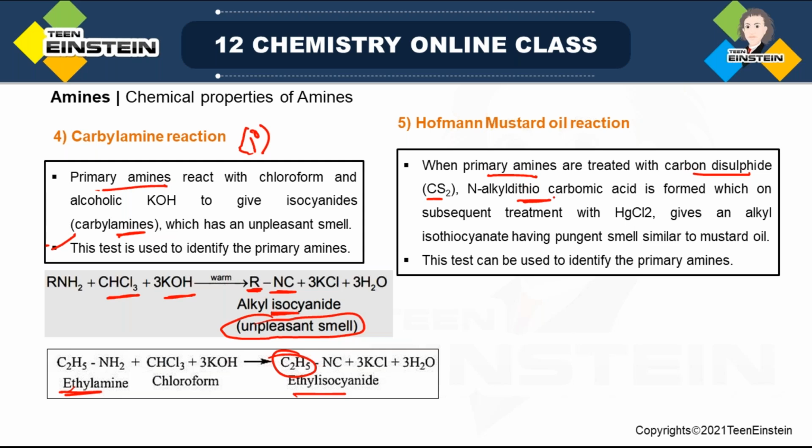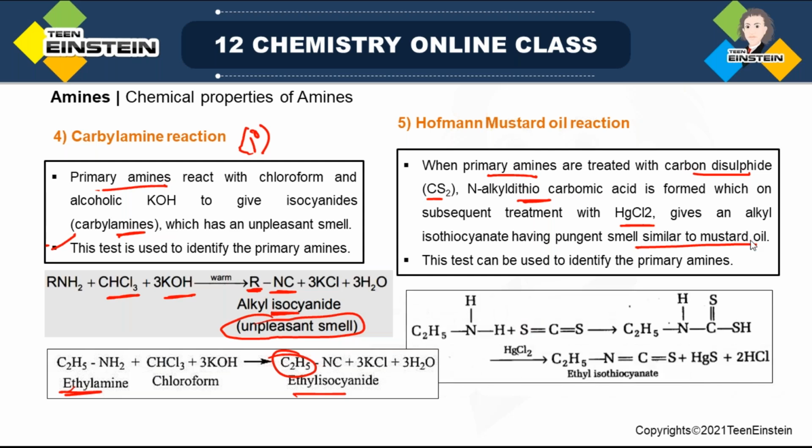N-alkyl dithiocarbamic acid is formed, which is treated with HgCl2. And finally, you get something which has the same smell as mustard oil. So what primary amine have we taken? We have taken ethylamine, C2H5NH2. This is CH2. So it is capital S.